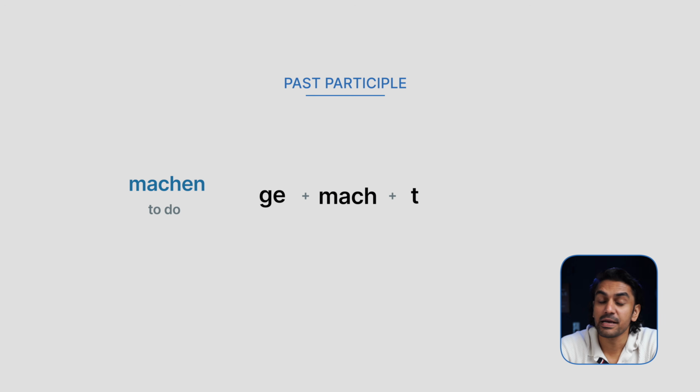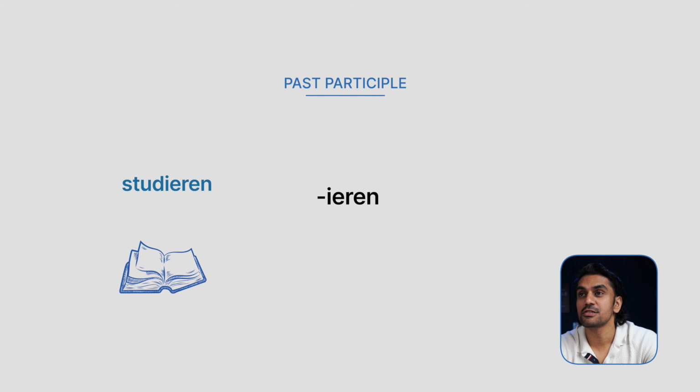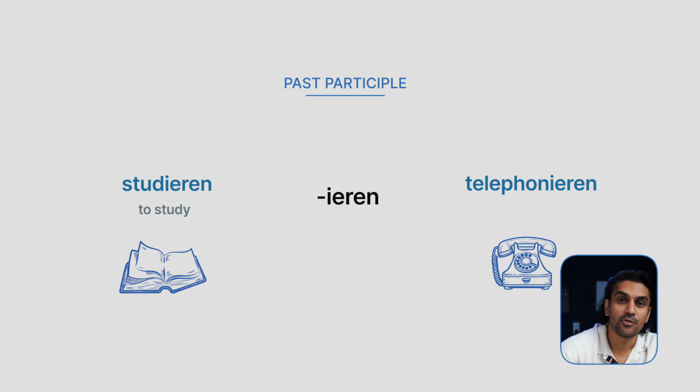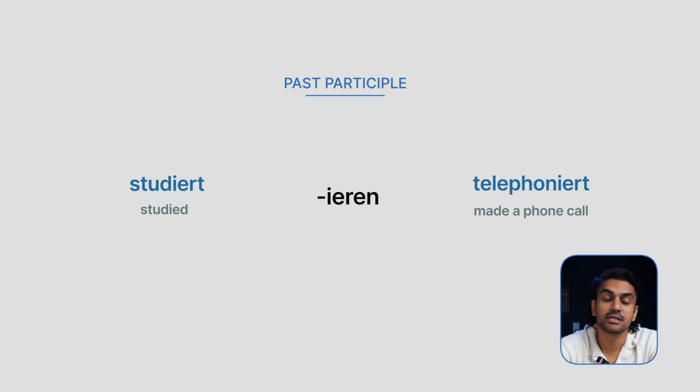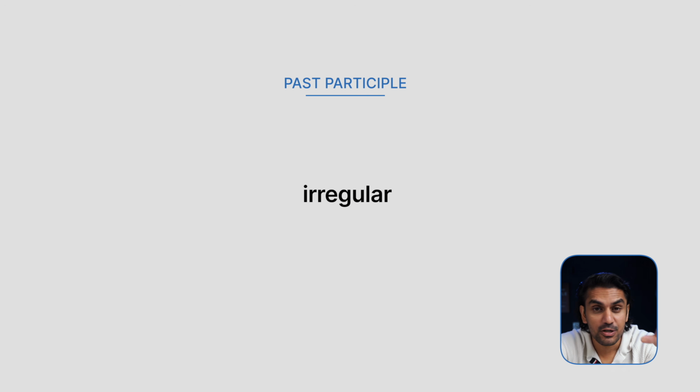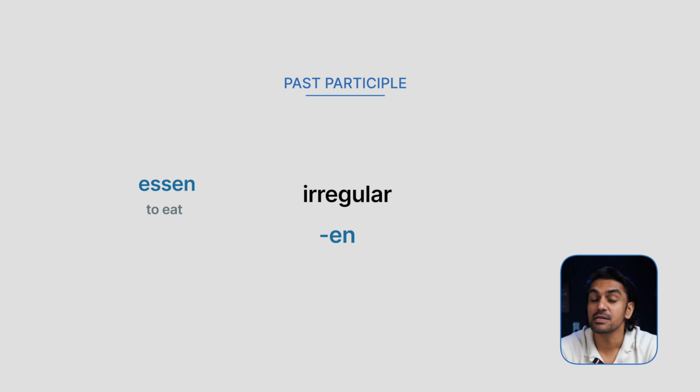Similarly, machen becomes gemacht. Then you have verbs ending in ieren, like studieren, to study, or telefonieren, to make a phone call. These never take the prefix ge in the past participle form. So they become studiert or telefoniert. Now for some irregular verbs, the past participle form often ends in en. Sehen, to see, becomes gesehen. Essen, to eat, becomes gegessen.